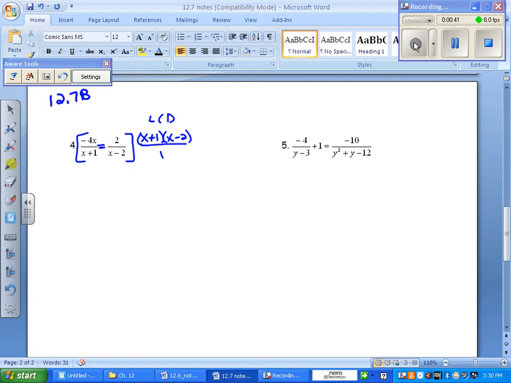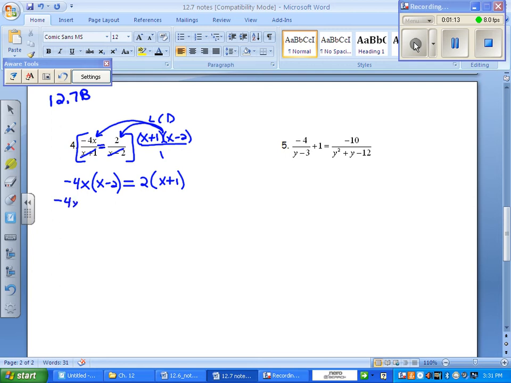So distribute the least common denominator to the first term, and the x plus 1's will cancel. And so you're left with a minus 4x and the quantity x minus 2, because the x plus 1's canceled. That will equal, when you distribute the least common denominator to the second side of the equation, the x minus 2's will cancel, and you're left with 2 times the quantity of x plus 1. So you can just simply follow through. Once you clear fractions, that's the huge step. Now we can deal with this.